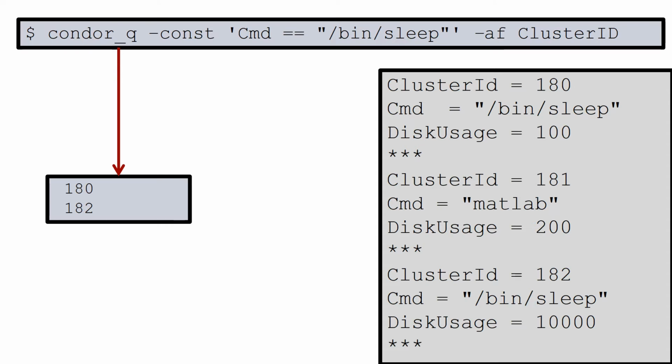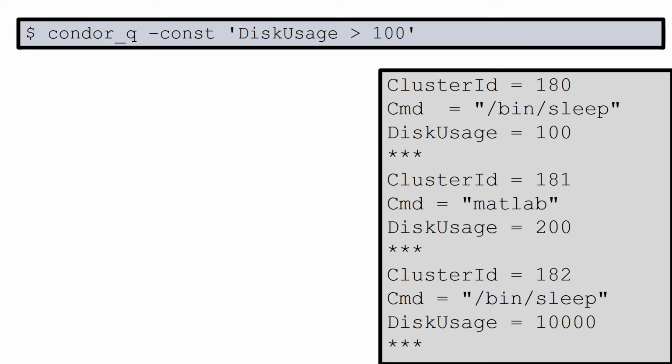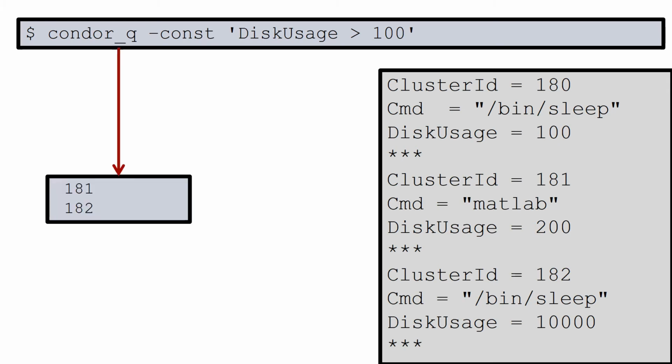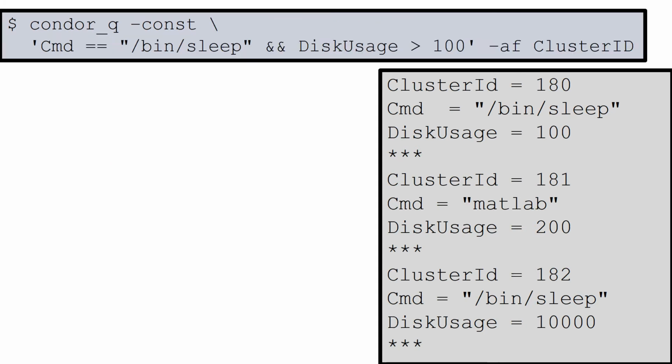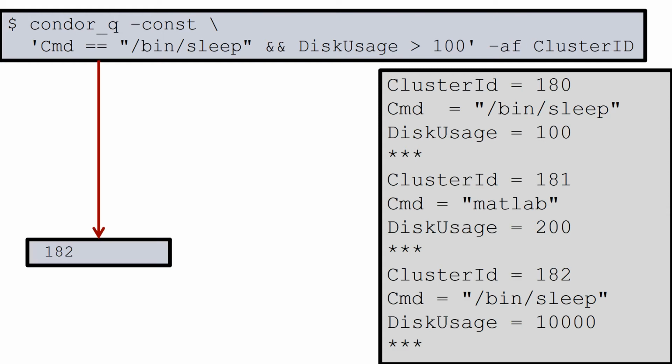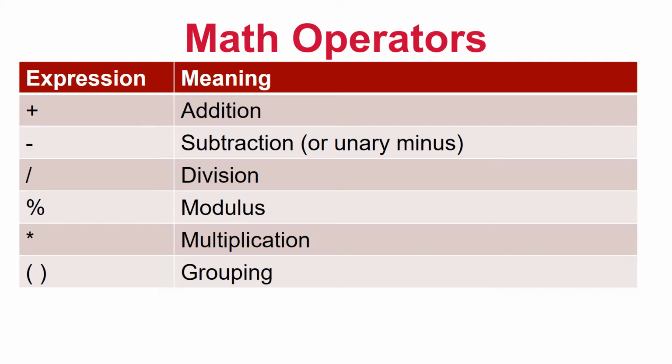This should select jobs 180 and 182. And here we show how to use greater than with numeric values. This selects all jobs whose disk usage is known and is greater than 100. And it should select jobs 181 and 182. Putting the previous two together with an and, this will select jobs whose command is sleep and whose disk usage is greater than 100 kilobytes. That is, just job 182.